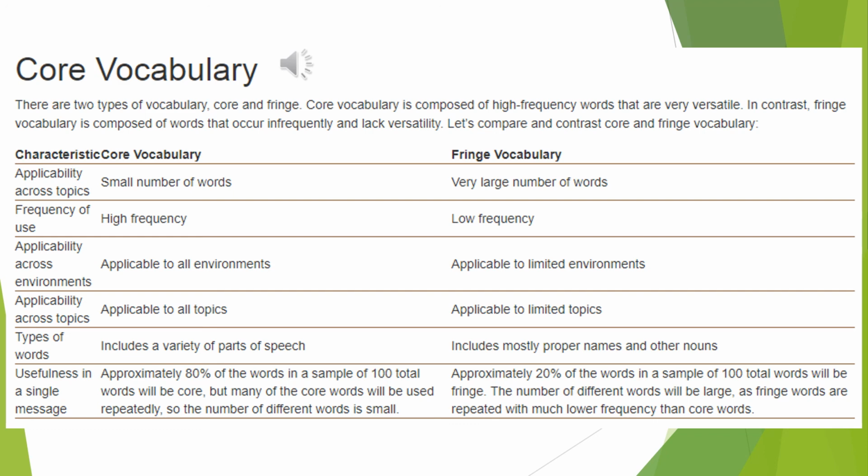Then we look at how applicable they are across environments. This is an important one, right? We do want our kids to generalize. I don't want our kiddos just talking to me. How do we get them communicating in the classroom with their peers, at home with you, their family, okay? Core vocabulary is applicable to all environments. There's opportunity to use core vocabulary everywhere versus fringe vocabulary. It's really relative to limited topics, and it's really relative to limited environments.